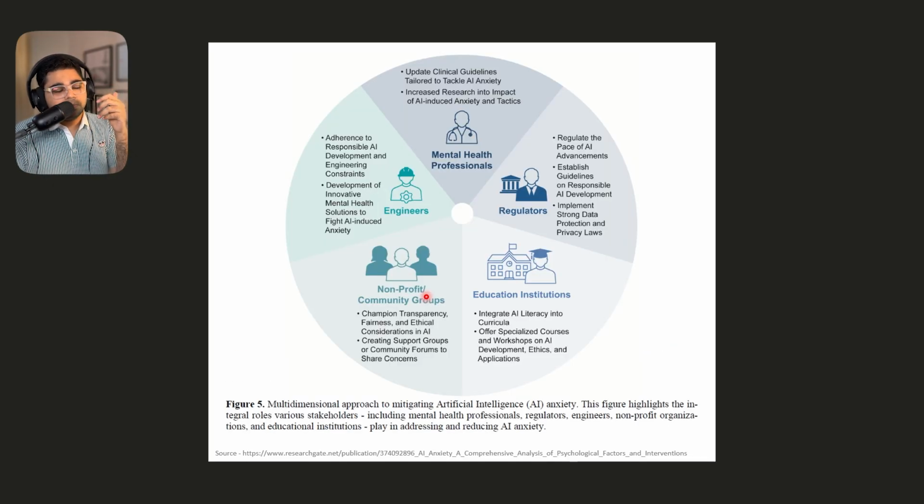Okay, so later on in the paper, they also give some suggestions or solutions that can be for mental health provision, regulations, engineers, non-profit community groups. But for me, what was interesting and what is really crucial is with educational institutions. They say integrate AI literacy into curricula, offer specialized courses and workshops on AI development, ethics and applications. And I personally feel this is the way to do it.